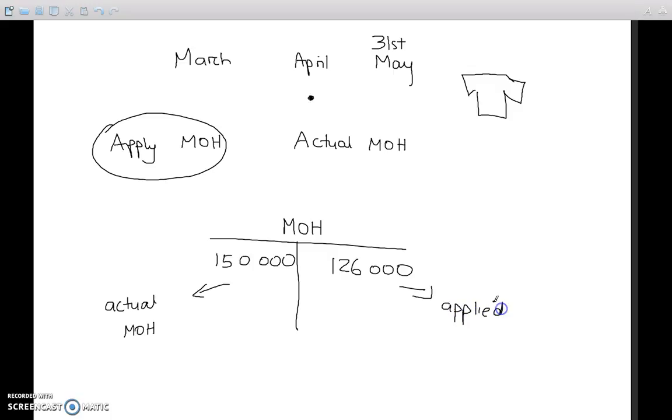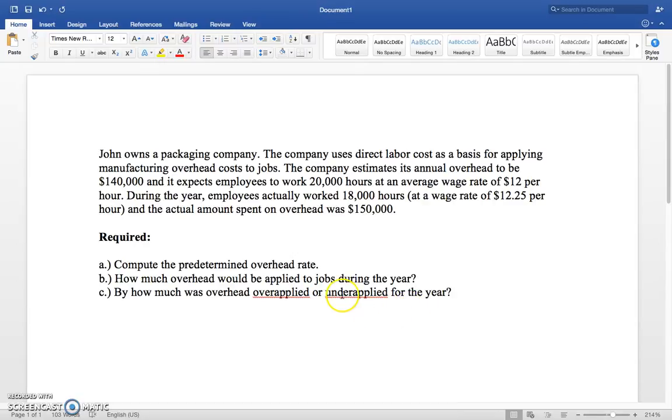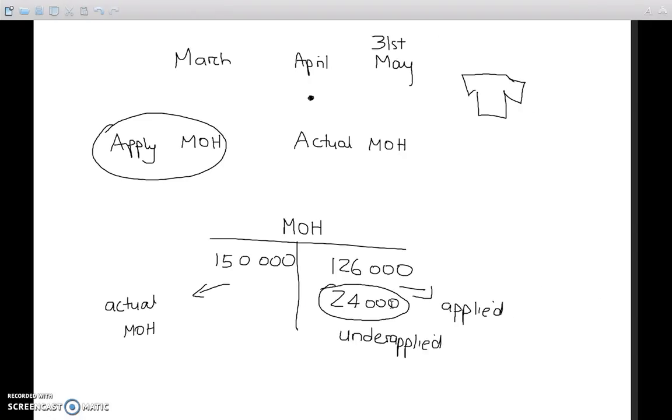So which side is lower? Like, which side is smaller? This side is smaller, right? So since your actual is 150,000 and you applied less, you applied like 150,000 minus 126,000. You applied 24,000 less than your actual, right? So is it over applied or under applied? Well, it's under applied, right? And in order to balance it out, you want to credit your MOH account by 24,000. So yes, in this case, your MOH was under applied for the year by 24,000.